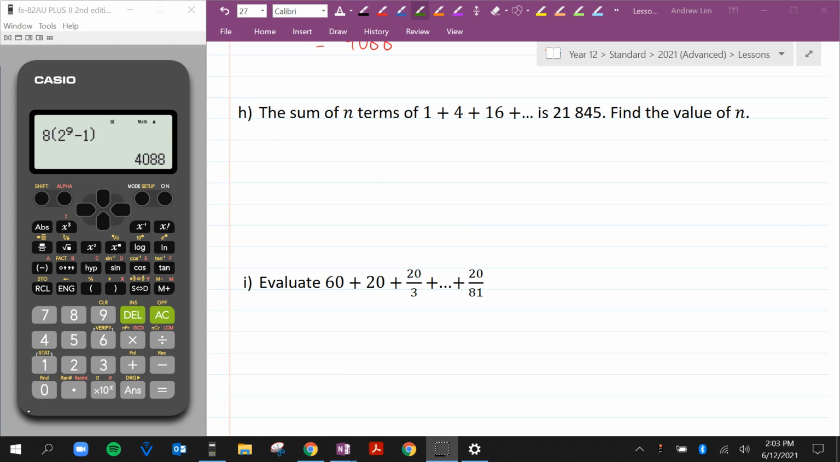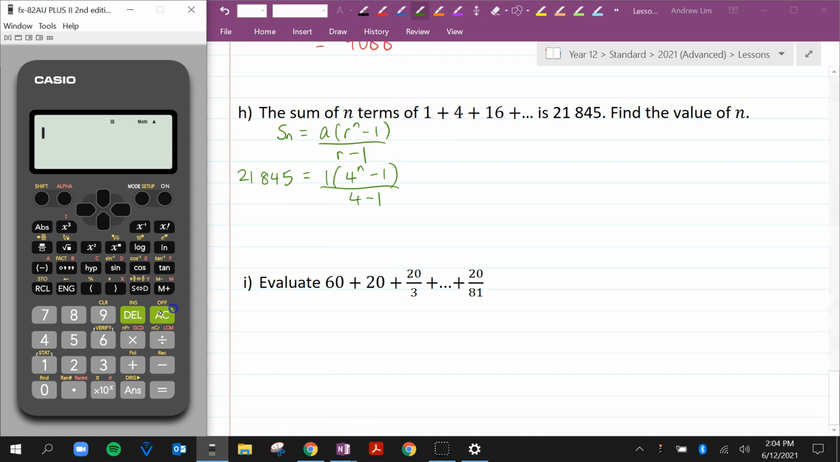Okay, so I'm going to write down the formula. S of n is equal to a bracket r to the n minus 1 over r minus 1. But we know the sum is 21,845. We know that the first term is 1. The ratio is 4, because 4 divided by 1 is 4, or 16 divided by 4 is 4. To the power of n minus 1 over 4 minus 1. 4 minus 1 is 3, so I'm going to multiply both sides by 3 to get rid of the fraction.